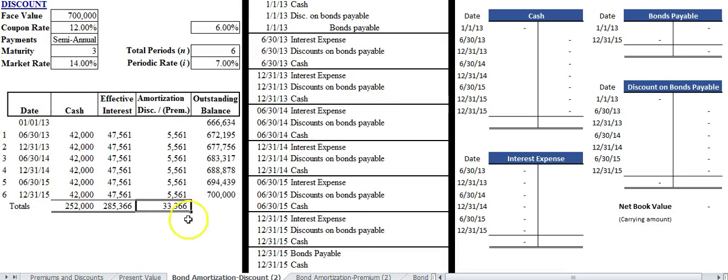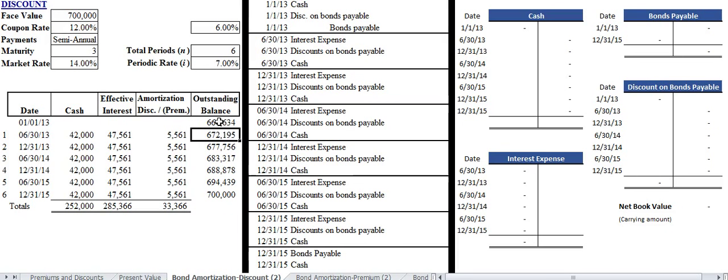Since there's a total of six periods, you're going to take 33,366, and this is going to be your monthly amortization premium. This is what you're going to add to your interest expense every month, okay? So by the time the bond matures, you've amortized the full 33,366. So you take this and add it to this, and this is your total interest expense, or effective interest. Once you've paid this effective interest, you come over here and add the portion of the amortization premium, and that'll create your new balance, right?